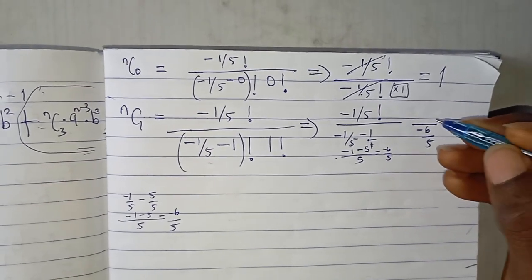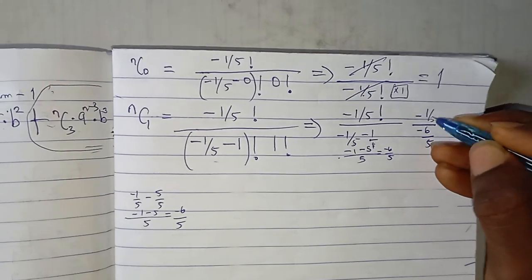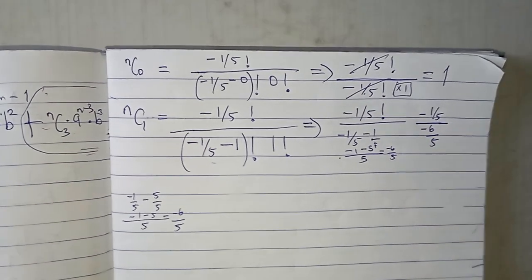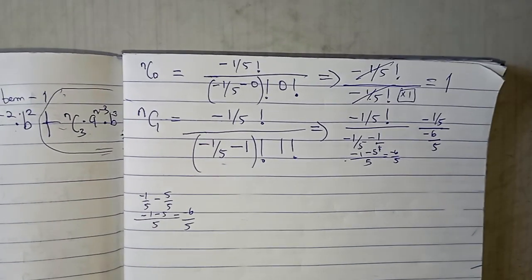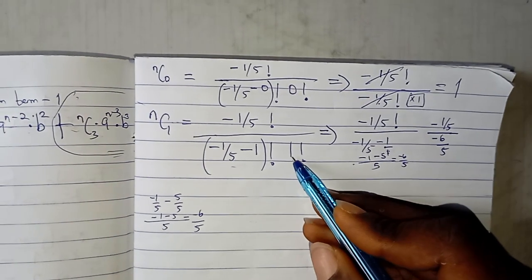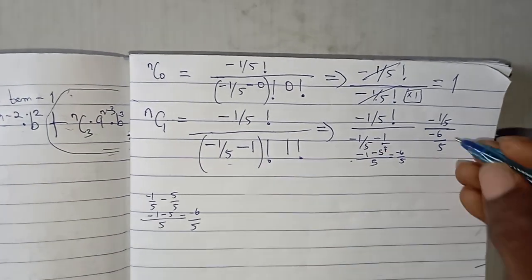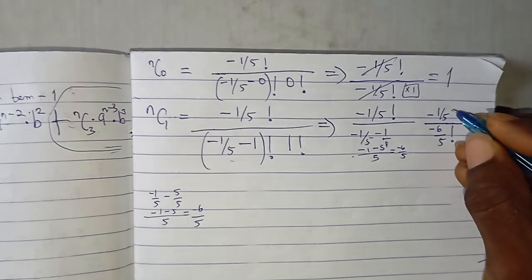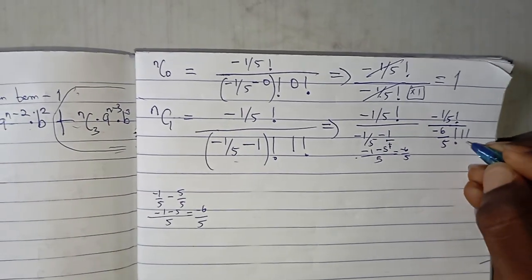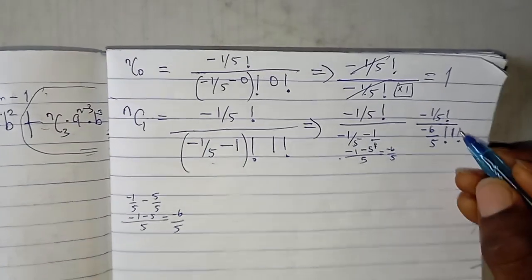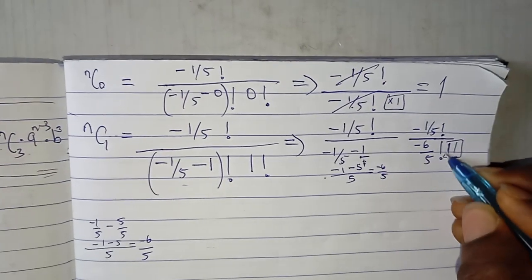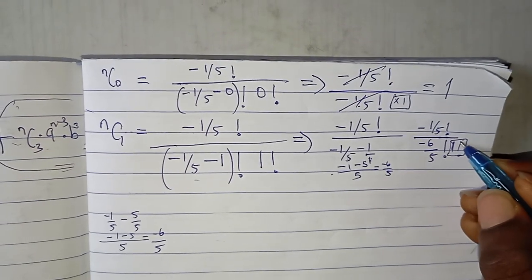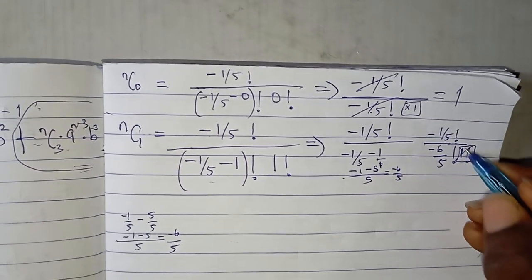Then we have minus 1 over 5 up here. Then, okay, we have 1 factorial. But anything over 1, I don't normally make use of it. So I can just cancel it out.